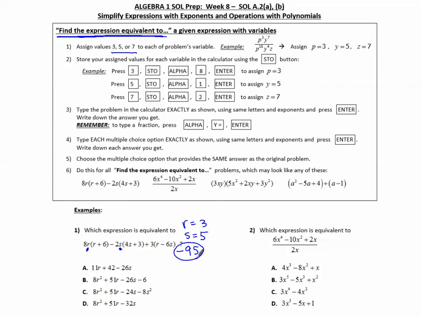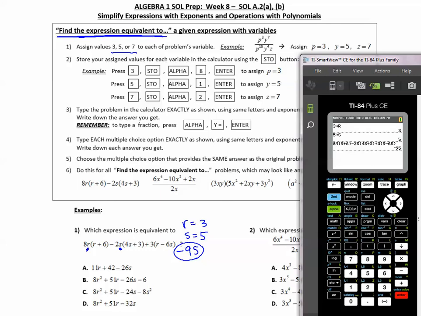And that's what I'm looking to get when I type in each of these. So now I go back to my calculator and I'm going to type in each of these choices and see which one gives me the same. For example, choice A, 11 alpha r, whoops, let's delete that extra 1, plus 42 minus 26s.